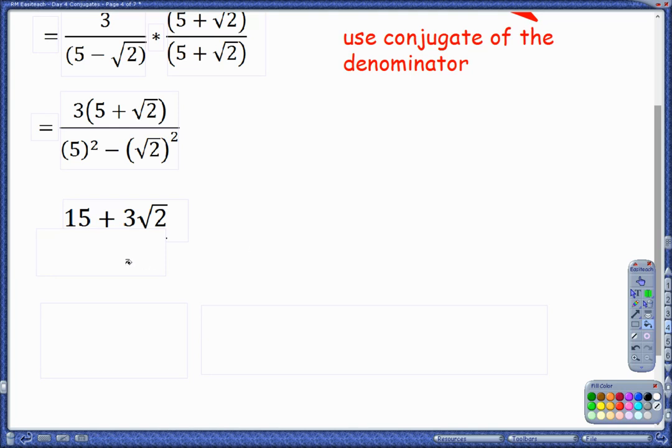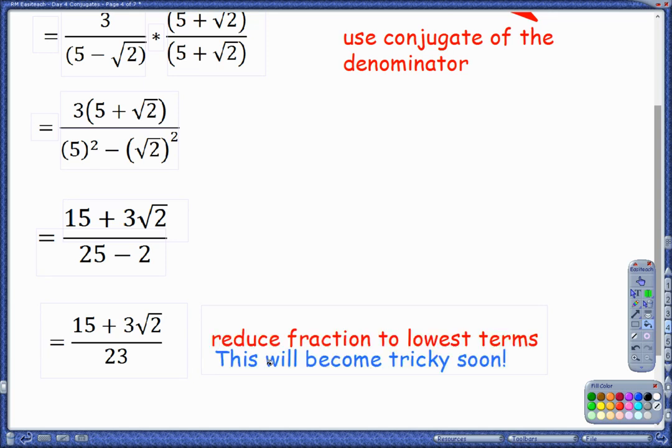And in the denominator, 5 squared is 25, and radical 2 squared is just 2. So the numerator stays as 15 plus 3 radical 2 and the denominator is 25 minus 2. Now this is your answer. However, sometimes you can simplify a little further, and I'm going to show you that in the next examples. Remember to reduce the fraction to its lowest terms, and this will become tricky in the next few examples.